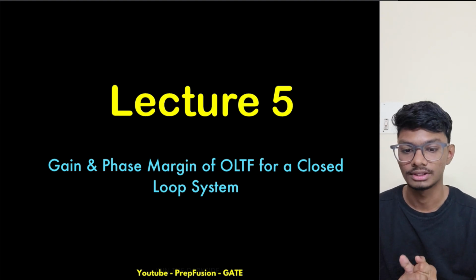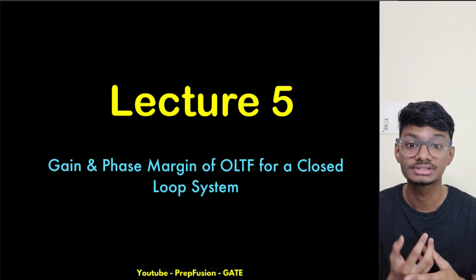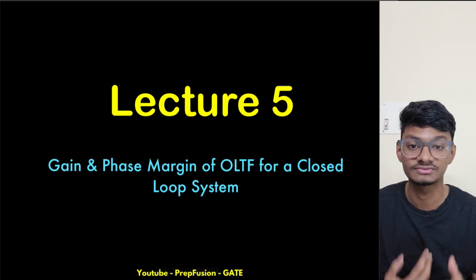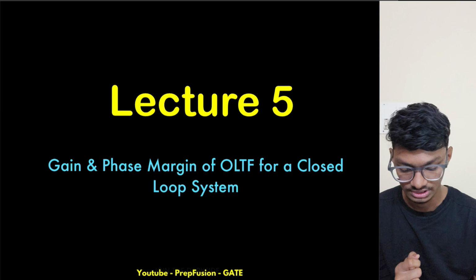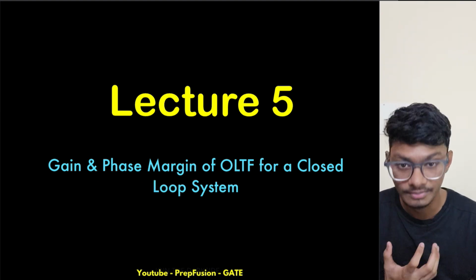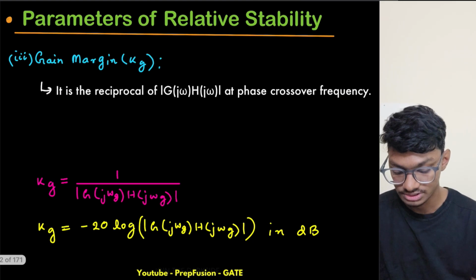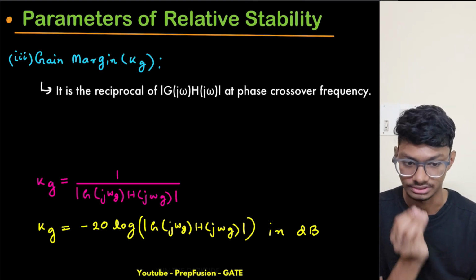Now how to find the stability from that we'll understand, but let us first study a few more parameters, like the gain margin and the phase margin. What are gain margin and phase margin for a closed loop system? So let's first read the definition and from there we'll understand it better.